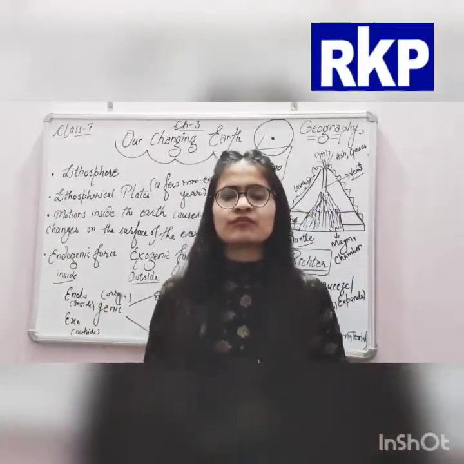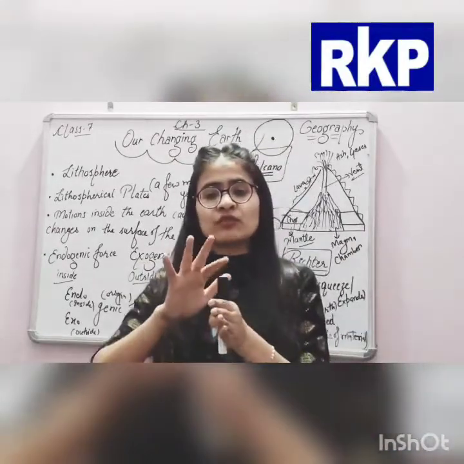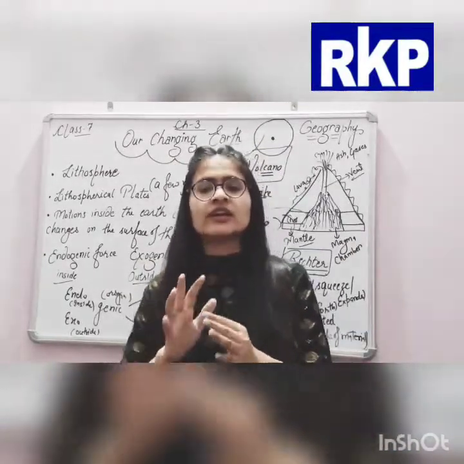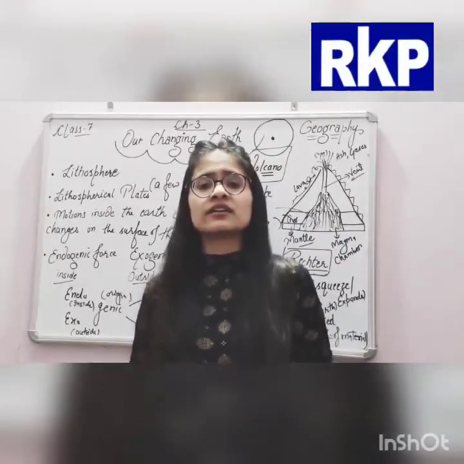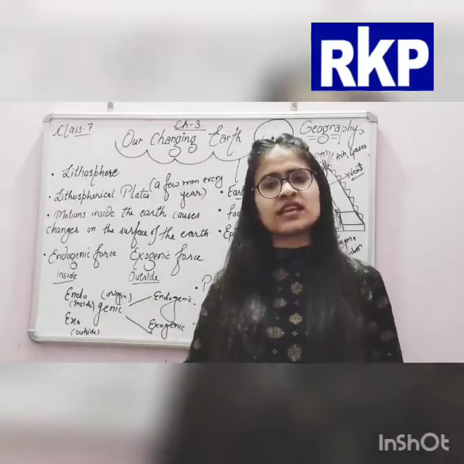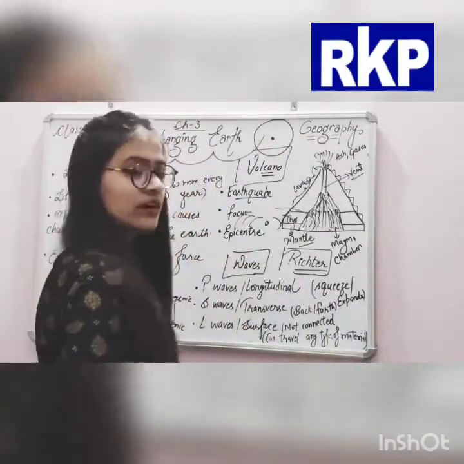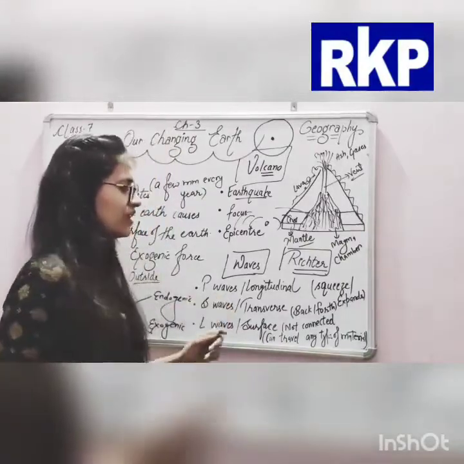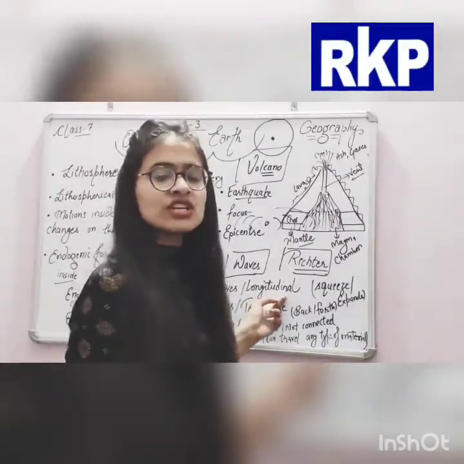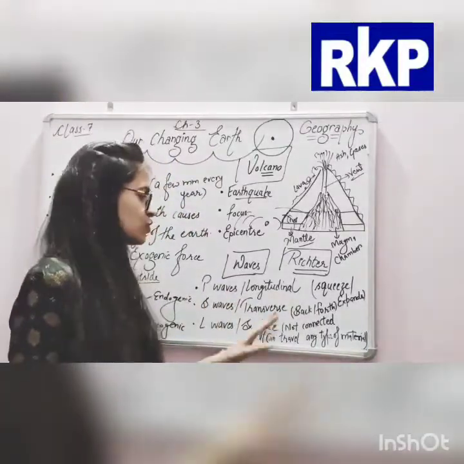Yes, so the strength decreases as we move away from the center. Okay, now next there are the 3 types of earthquake waves. I told you about waves, okay? So there are 3 types of waves in which earthquake occurs. First is P waves, or they are known as longitudinal waves.